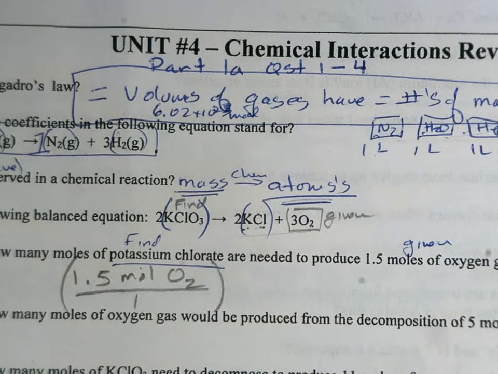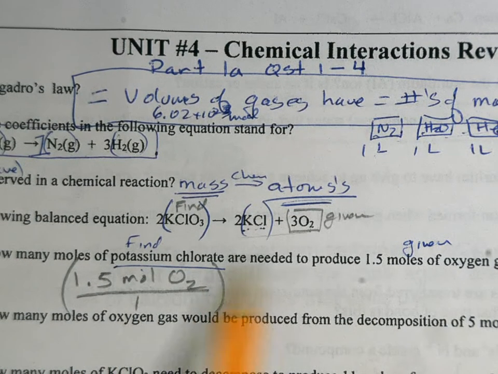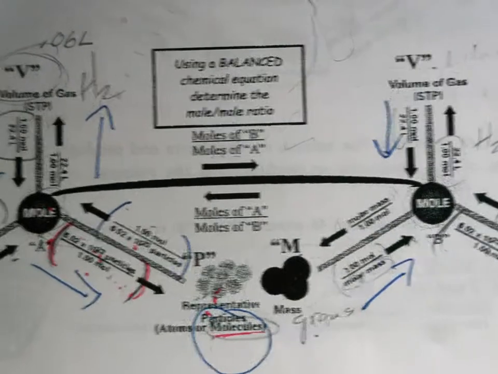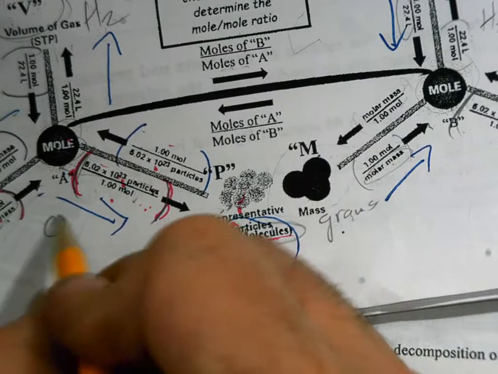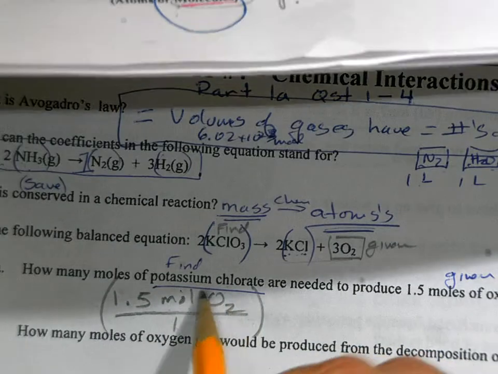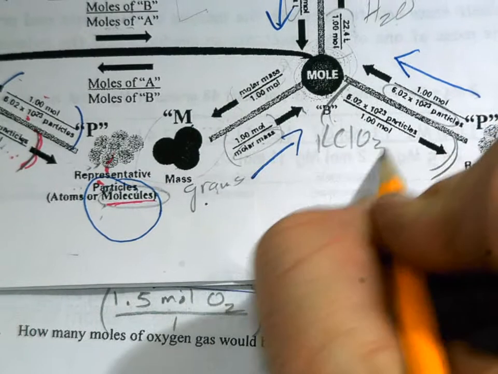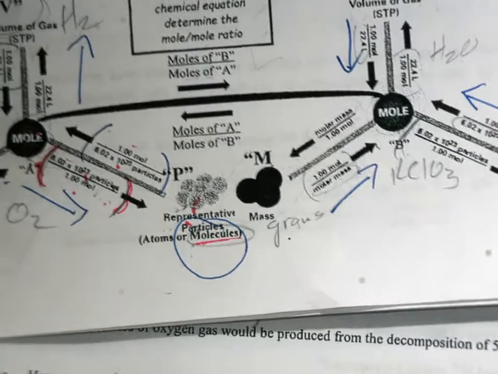So when we look at our MVP triangle, we're starting at moles of oxygen, and we want to end up at moles of potassium chlorate. Which means when we look at the mole triangle, we're going to start, and I'd say, okay, we'll call this O2, and we're trying to find potassium chlorate, which is KClO3. I'm just going to write that in pencil on there so I can see that visually right there.